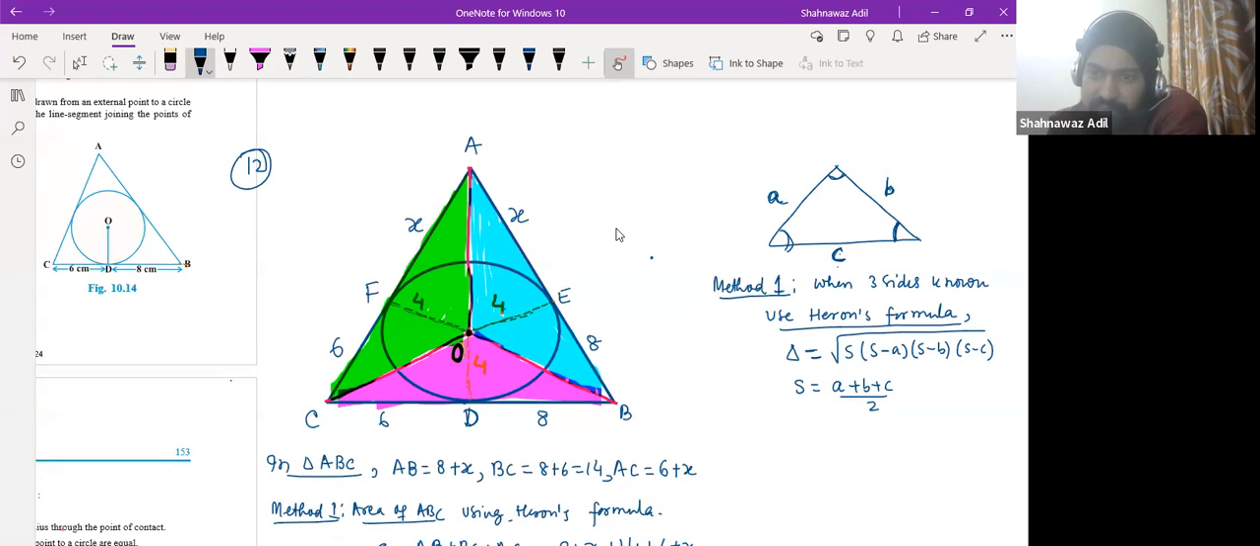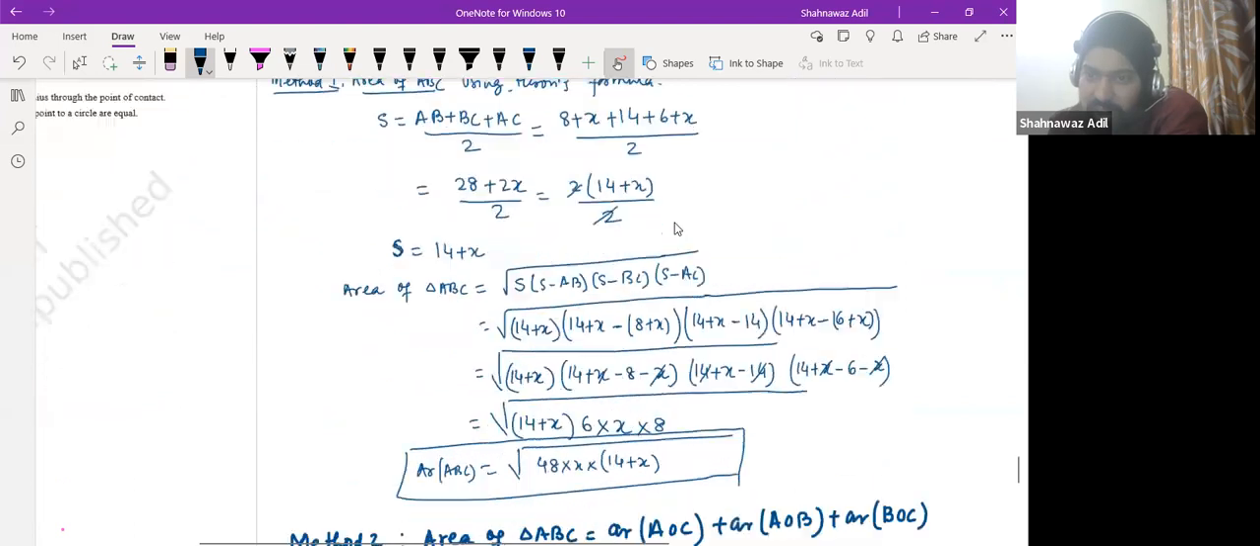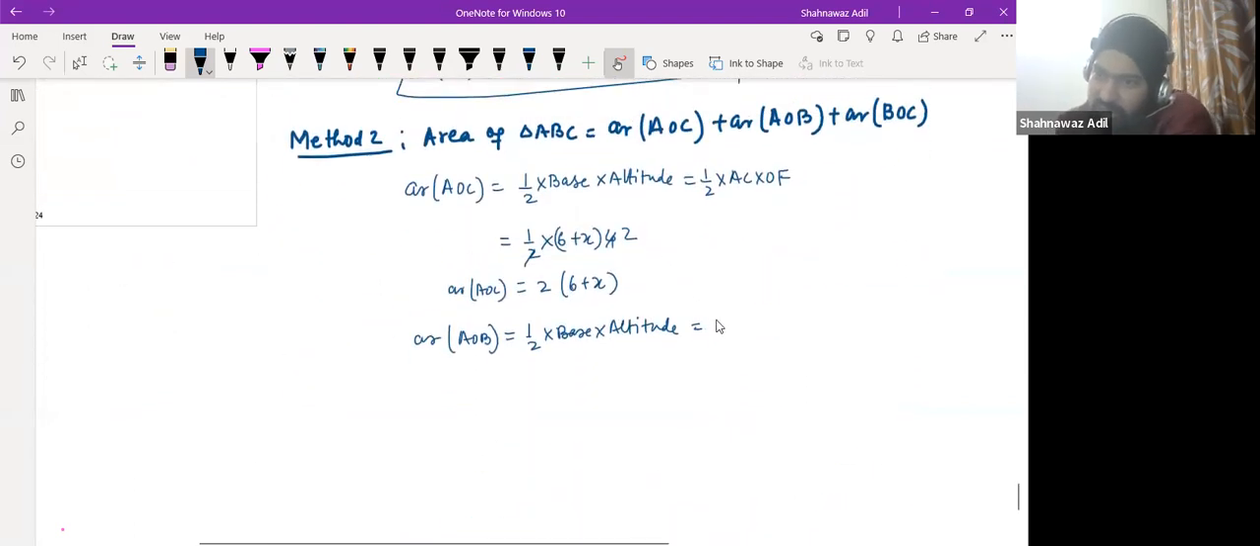Clear? Okay. Now we are trying to find out the area of AOB. For AOB, what is the base and what is the altitude? Please tell me. For AOB, what is the base? The base is AB, yes, absolutely correct. And the altitude? OE, yes, absolutely correct. Base is AB.